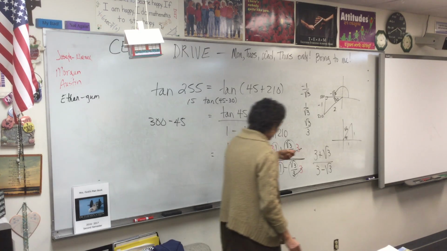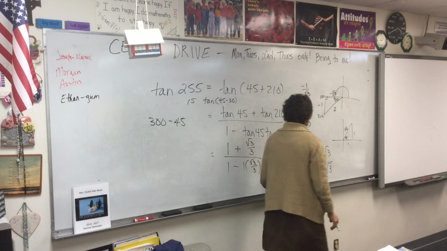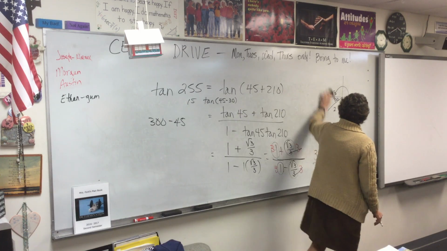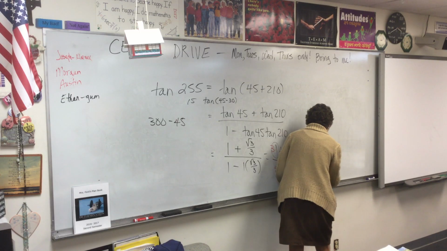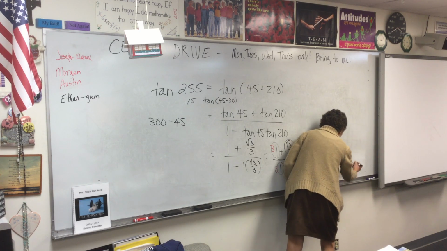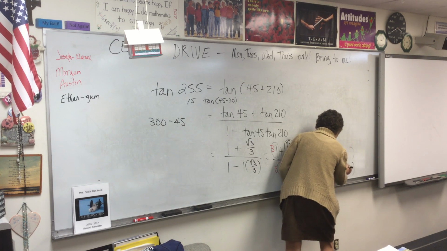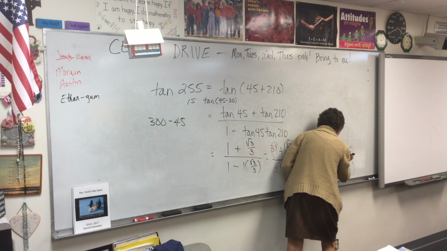Now, you have a radical in the bottom, which isn't allowed to be there. So we'll multiply by the conjugate of the denominator. So 3 plus root 3, top and bottom.